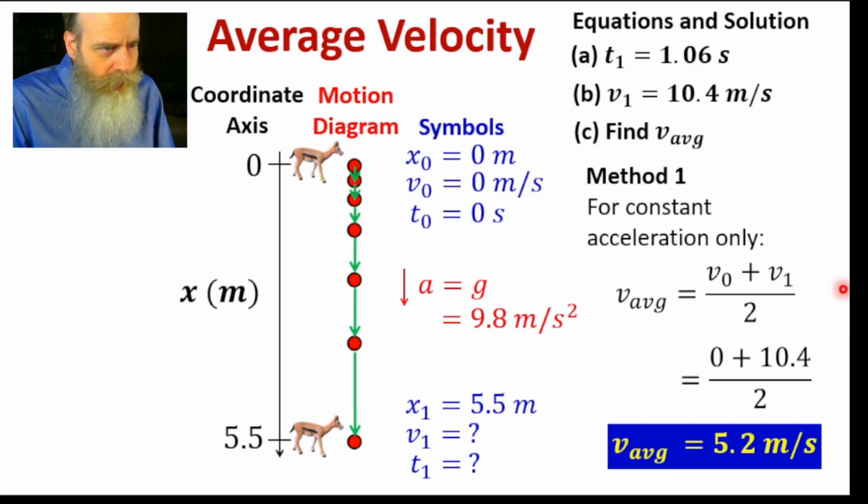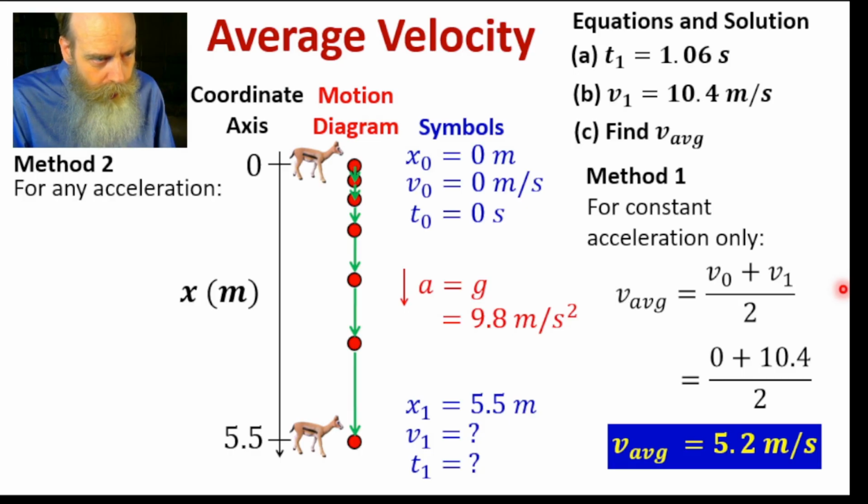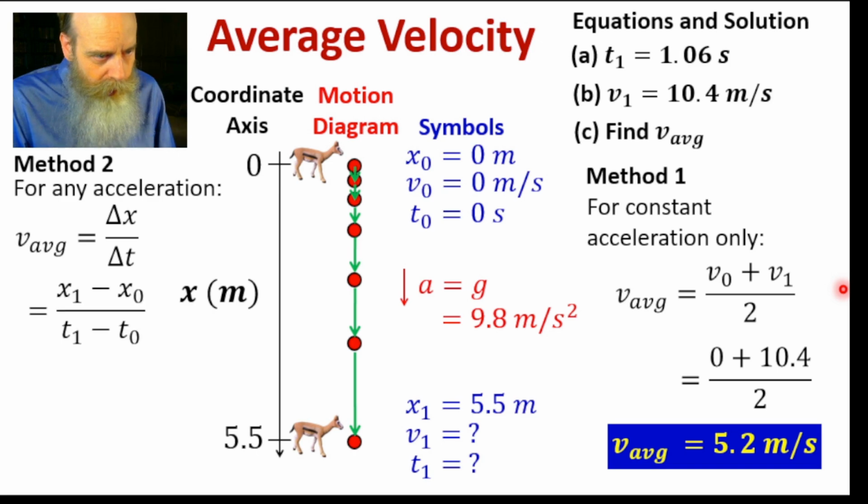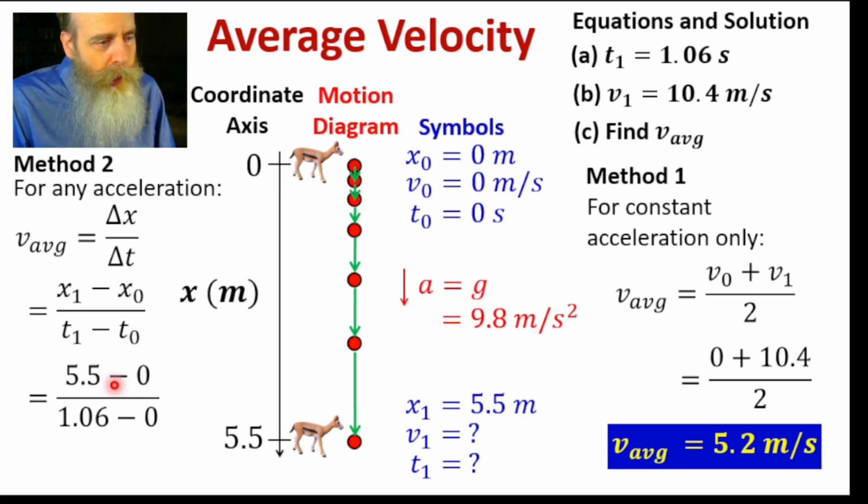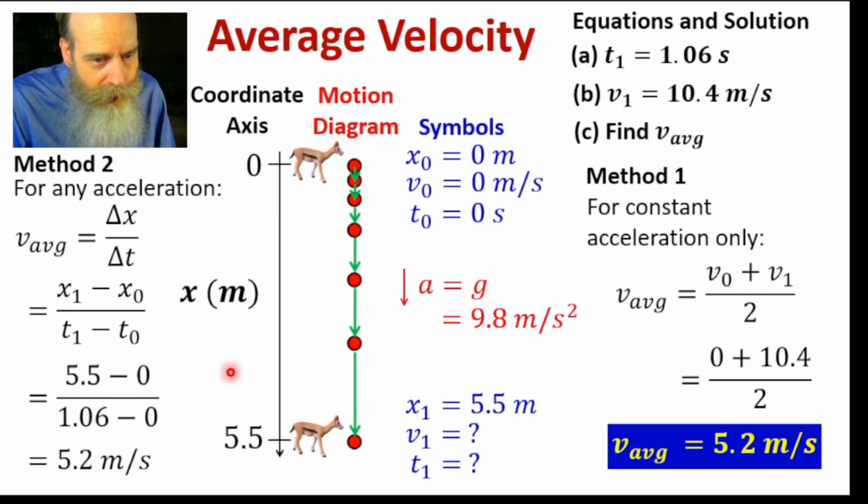Now let's look at method 2. Method 2 is valid no matter what the acceleration is. It doesn't have to be constant. For any acceleration, v average is delta x over delta t. So it's (x1 minus x0) over (t1 minus t0). Putting in the numbers, it's 5.5 minus 0 over 1.06 minus 0, which gives us 5.2 meters per second. The same as method 1.